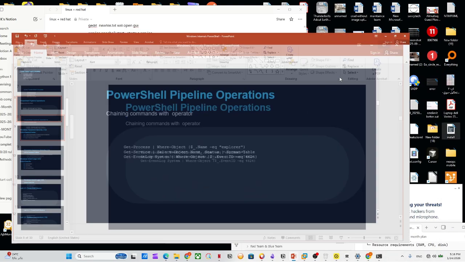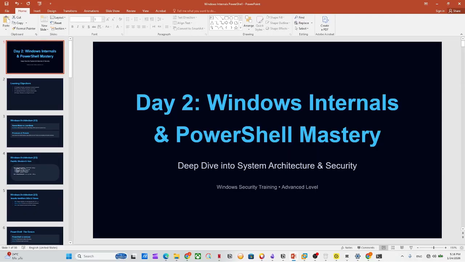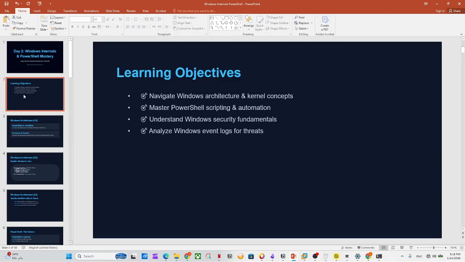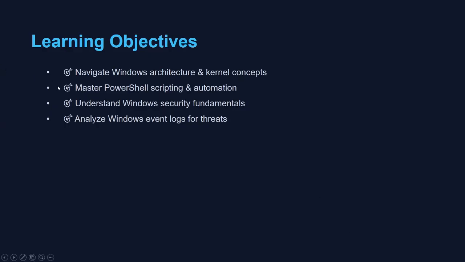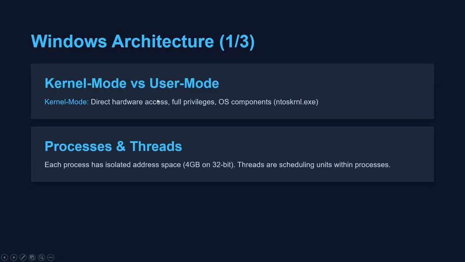Yeah, today we're going to talk about Windows internals. This is day 2 of our cybersecurity course. So we just need to focus on the following concepts: navigate Windows architecture and kernel concepts, master PowerShell scripting and automation, understand Windows security fundamentals, analyze event logs and threats.